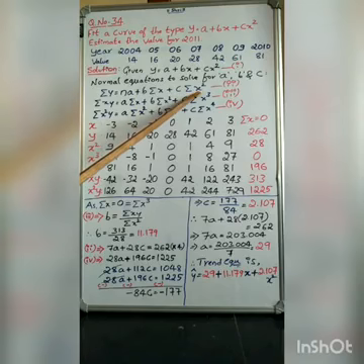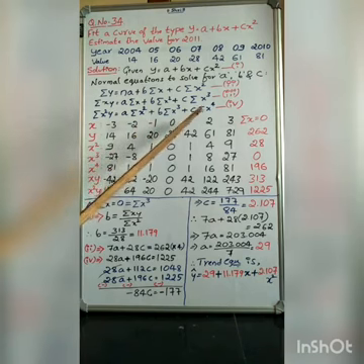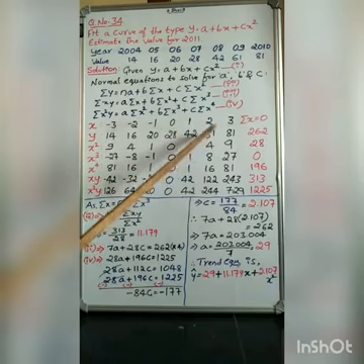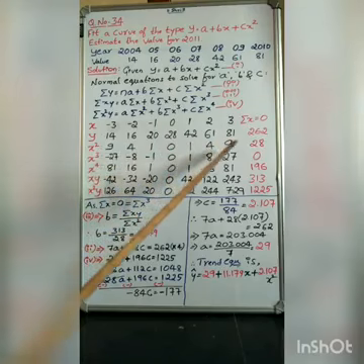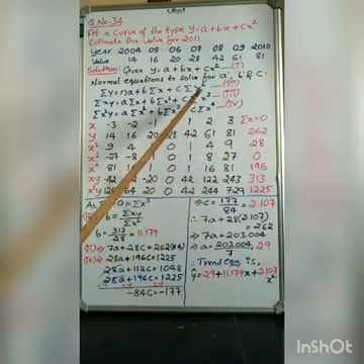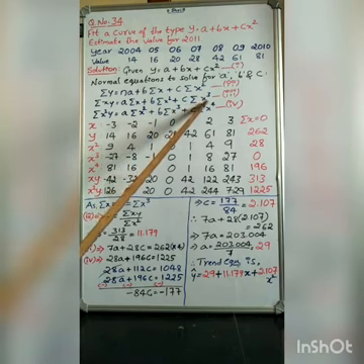Then x square is needed, so x square is to be calculated. Minus 3 the square is 9. Minus 2 the square is 4. Minus 1 the square is 1. 0 the square is 0. 1 the square is 1. 2 the square is 4. 3 the square is 9. When you add all these, 28 comes. So sum of x square we are also able to get. Then summation of x cube.